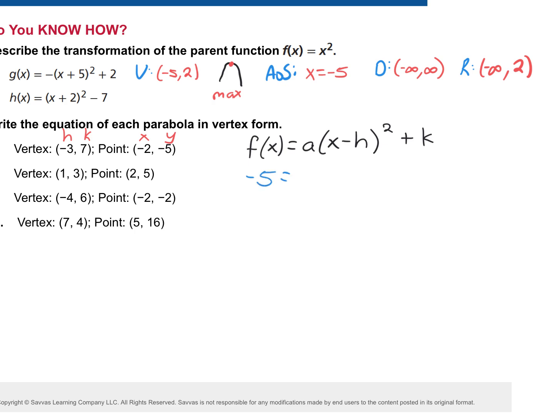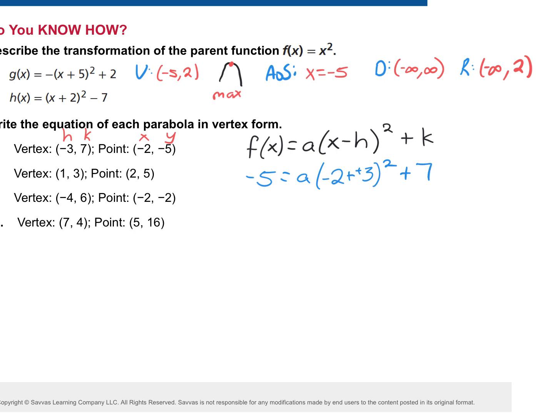What's f of x? y, which is -5. Do we know what a is? Nope. What's x? -2. What's h? Now watch how I plug this in. It's minus h, which h is -3. What happens to two negatives? Make a positive. Yep. So be careful when you're plugging in negative numbers. What's k? 7.